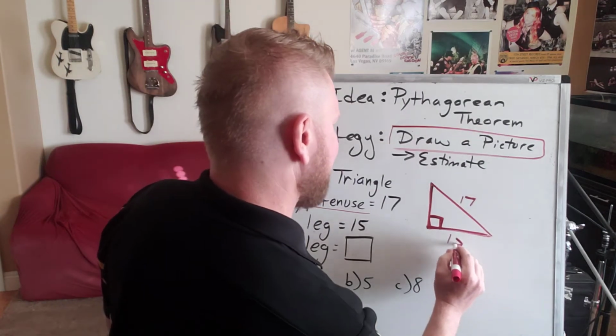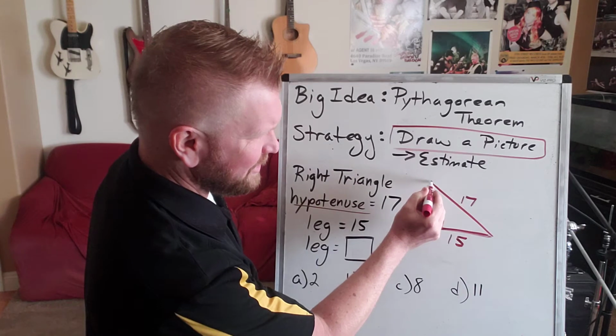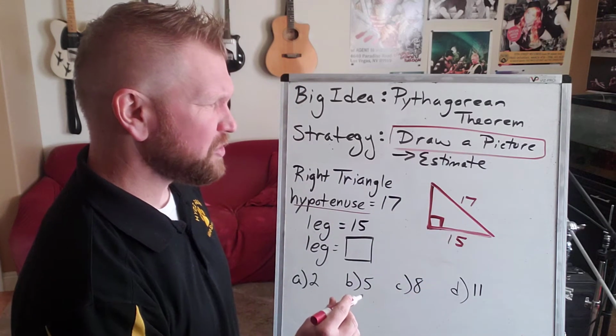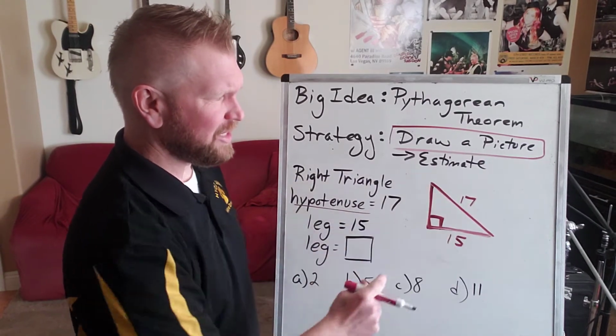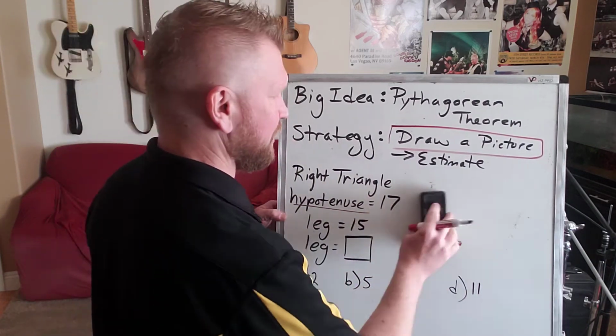So if I made this 15, you know what? If this is 17 and if this is 15, they're pretty close to each other. So I would draw this picture a little differently. I want the 17 to be a little bit longer than 15, but not a lot longer. So let me try to draw it a little bit more accurately.